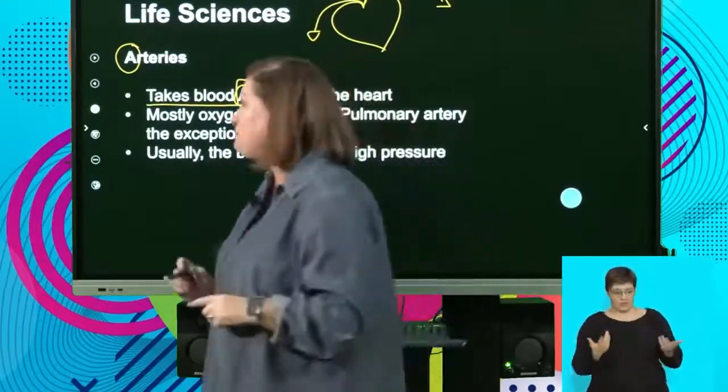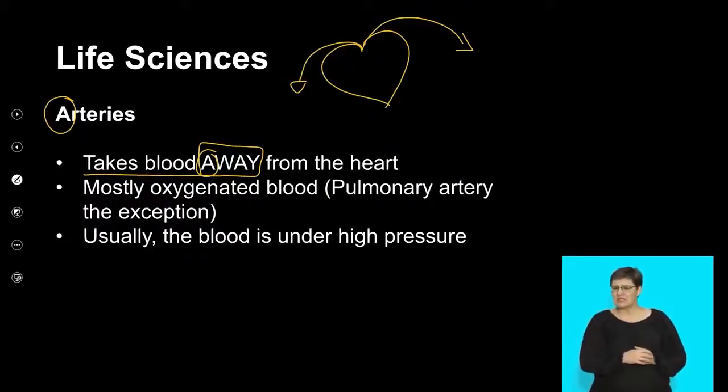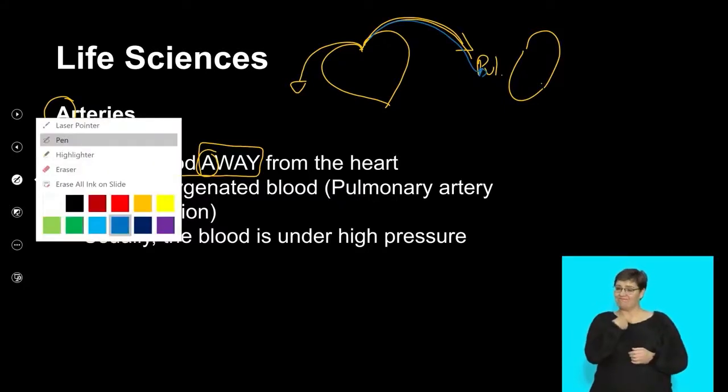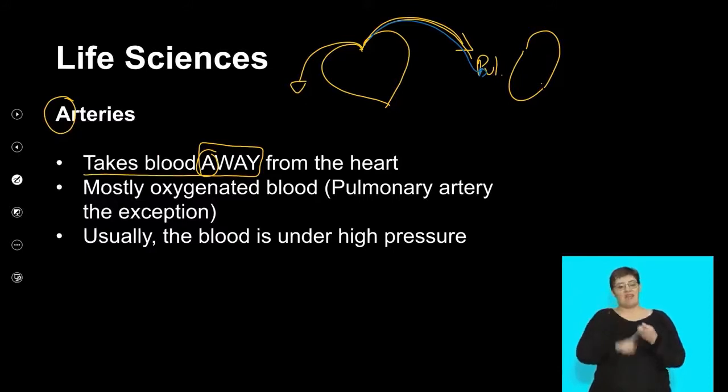What I mean by that is, the pulmonary artery goes away from the heart to the lungs. There's my lung, and I'm going to change my color. Have a look what blood it has. It has deoxygenated blood. So unfortunately, when it comes to that terminology, we can't always use that term. So a more accurate definition is mostly oxygenated blood.